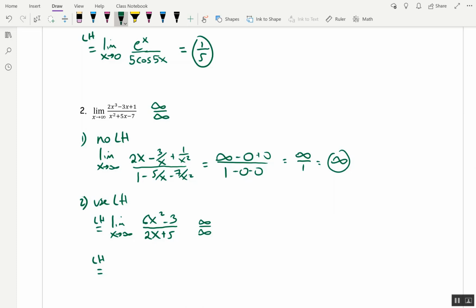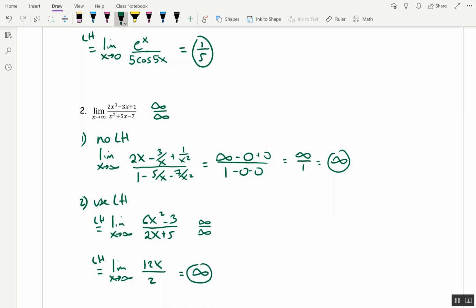You can use L'Hopital's rule all day long if you want, as long as you keep getting infinity over infinity. Now, fortunately, we're not going to have to do this all day long. I think this should be our last go round. Let's check. We get 12x over 2. Now let x go to infinity. I get infinity over 2, which is infinity.